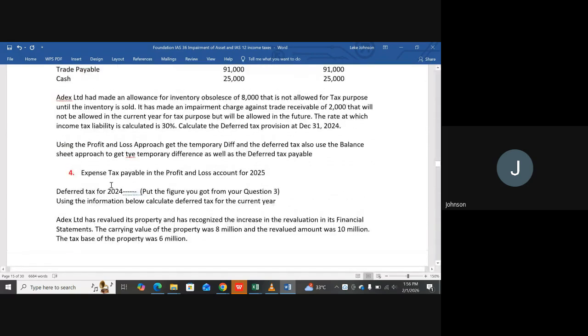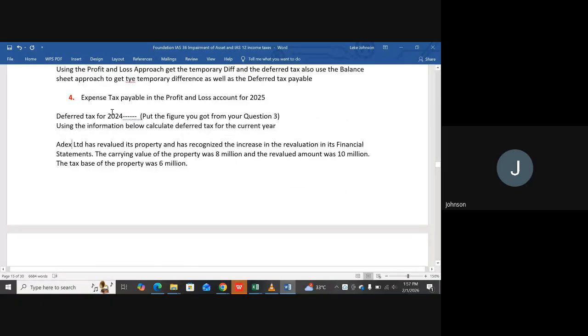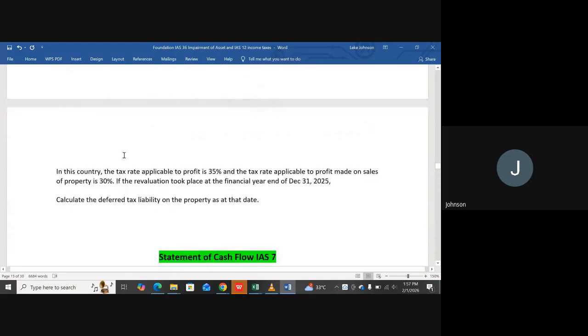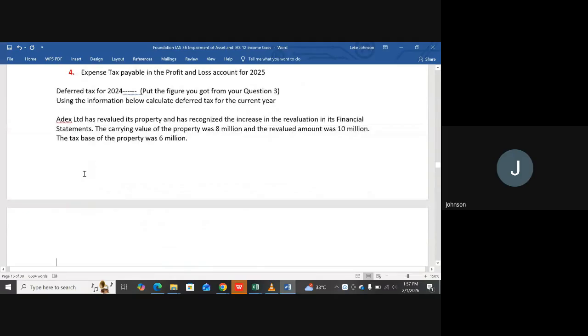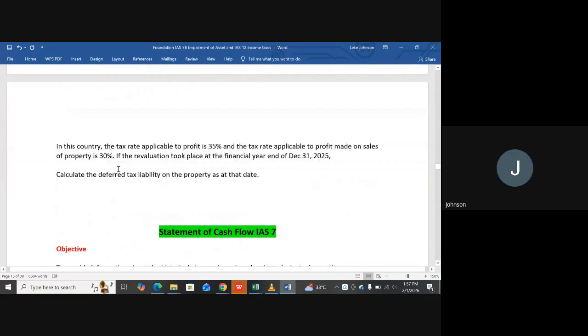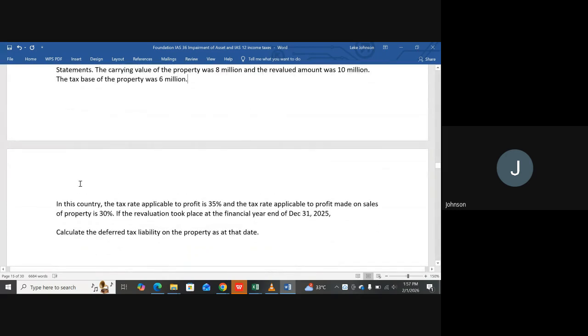So now here, they say that the deferred tax for 2024, you should pick from what you got from here. When you pick that figure, use it as your deferred tax for last year, and then using the information below, get the figure for the deferred tax for this year, so that you can do the movement in deferred tax. Do we understand what I'm saying? Yes, sir. Okay, so you now use that to get the deferred tax that you need.